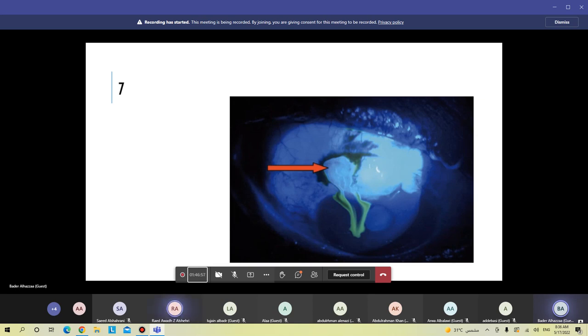What do you see right here? So I see a slit lamp photo, and I see a bleb superiorly. Yes. There is a positive leak. Yes. Do you think it's a micro leak or is it significant? It's a significant leak.